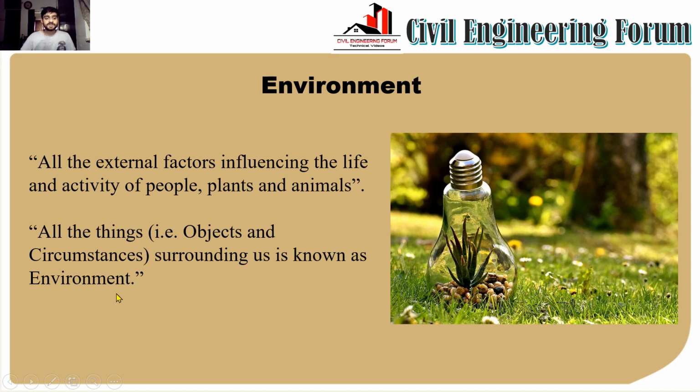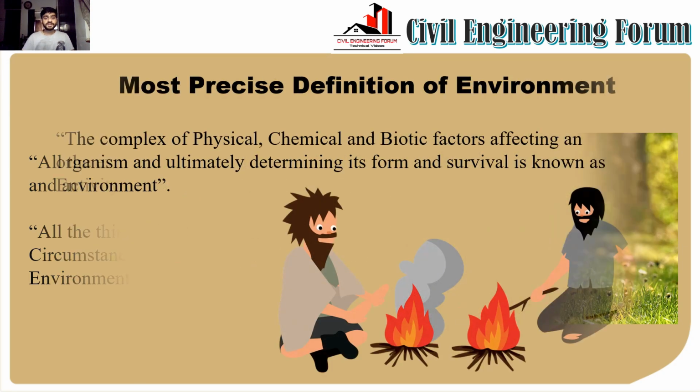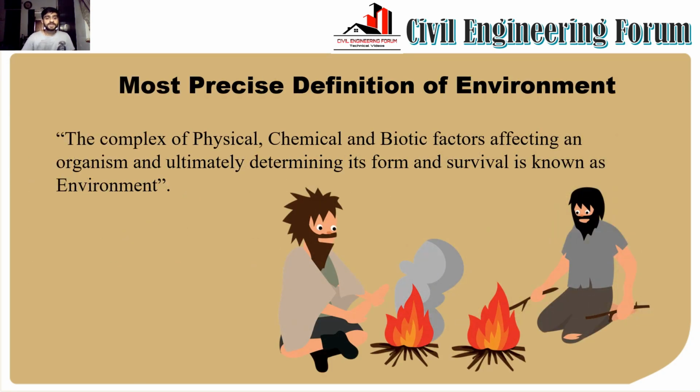But which things? There are objects and circumstances, what we initially said as factors. So basically here we understood that everything around us is environment. But these two are the way of expressing it by any non-technical person. But being an engineer, you should define it as the complex. See here, this is the most precise definition of environment which any technical person can define.